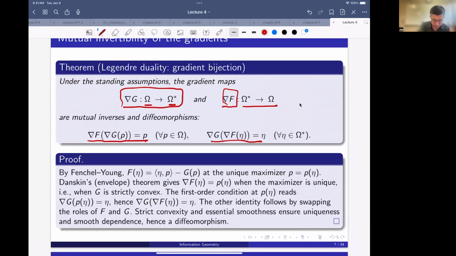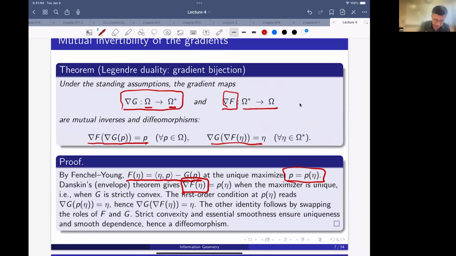Okay. Maybe I will just read the proof. So from the function Young inequality, if we have equality at the unique maximizer, right? And then the envelope theorem basically says that we don't have to worry about the Lagrange multiplier. So if you differentiate with respect to eta, then you have p minus nabla G p, right?